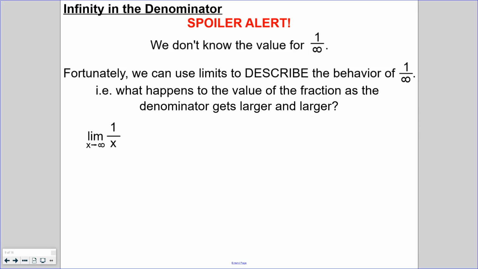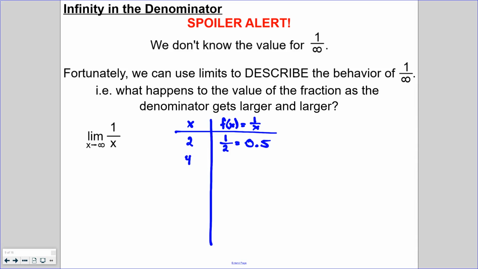Let's look at a table. We'll have x, and then our f of x value, which is 1 over x. Let's just choose any x value. I'm going to choose x equals 2. When I plug that into the function, I get 1 over 2, which is equal to 0.5. Let's pick another number. What about 4? That's going to give us 1/4, which is 0.25. Let's jump up a little bit. Let's go with 10. That'll give us 1/10, which is equal to 0.1.